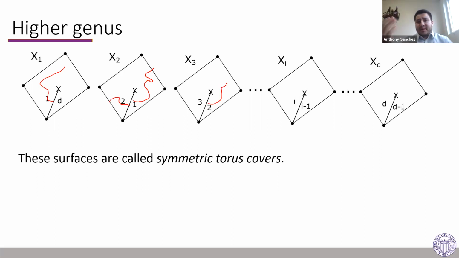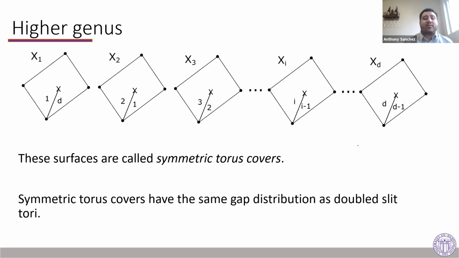And so this class of translation surfaces are called symmetric torus covers. And we can ask about the gap distribution of a symmetric torus cover. And it turns out that symmetric torus covers actually have the same gap distribution as double slit tori. So in some sense, 2 is the same thing as bigger than 2.